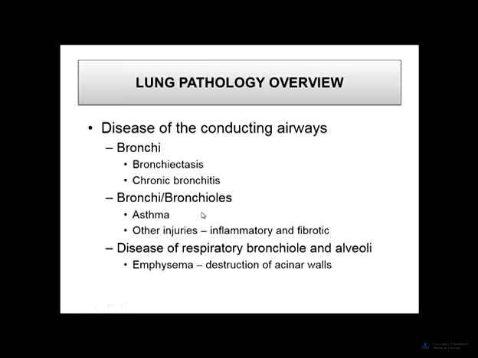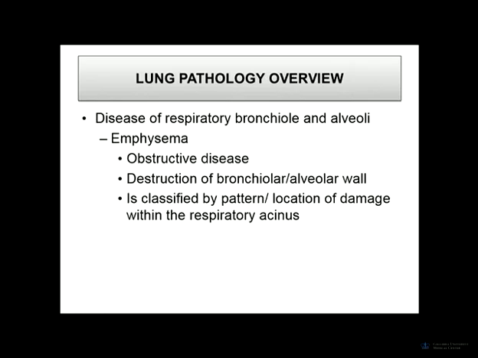Okay, so I gave the 2 minutes to the bronchiole that it deserves, and we move on down the airway to the respiratory bronchiole and alveoli. Again, trying to make sense of the fact that I used that approach in the histology lecture, I'm going to follow it here in the pathology lecture. And so the disease of the respiratory bronchiole and alveolus that we're going to start with is really emphysema. Emphysema is an obstructive lung disease. It is the result of destruction of the wall, mostly of the bronchiole, but also of the alveolar wall. And we classify it by the pattern location of the damage to what we're going to call the respiratory acinus, okay?